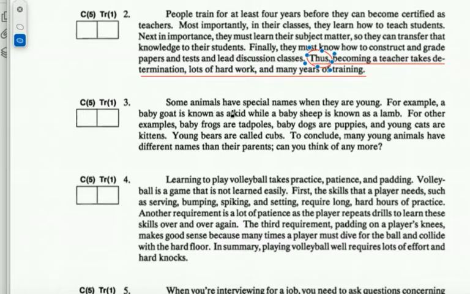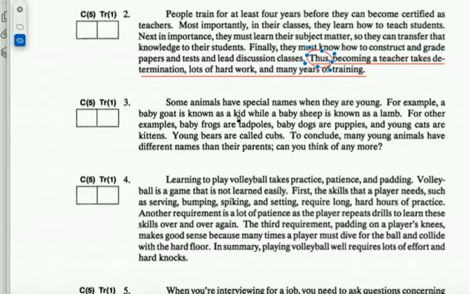Some animals have special names when they are young. For example, a baby goat is known as a kid, while a baby sheep is known as a lamb. For other examples, baby frogs are tadpoles, baby dogs are puppies, and young cats are kittens. Young bears are called cubs. To conclude, many young animals have different names than their parents. Can you think of any more?